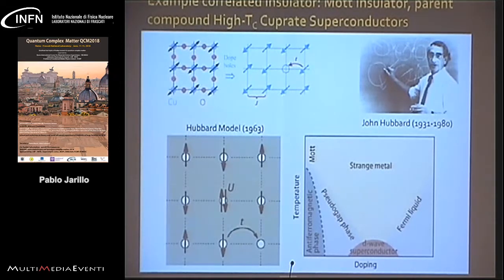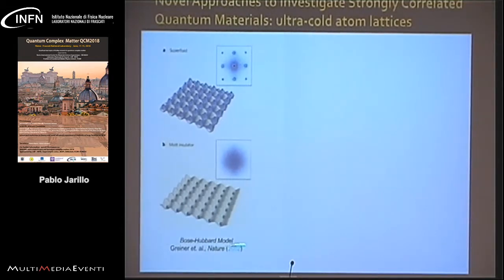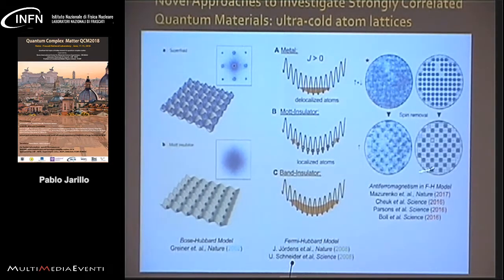One of the approaches which has gained the most momentum and importance is that of using ultra-cold atom lattices. For example, about 16 years ago, people were able to realize a superfluid to Mott-insulator transition when you load atoms in a periodic potential. This was in the case of bosonic atoms, so they realized the Bose-Hubbard model. A few years later, they put fermionic atoms in optical lattices, so they realized the Fermi-Hubbard model. The most recent thing that they've achieved is antiferromagnetism in the Fermi-Hubbard model.